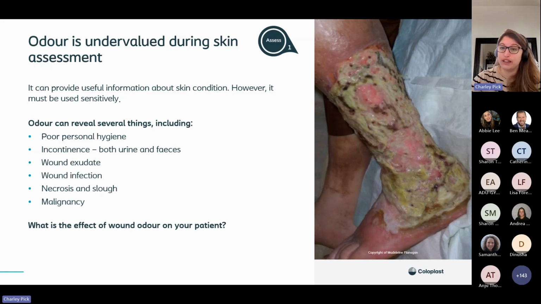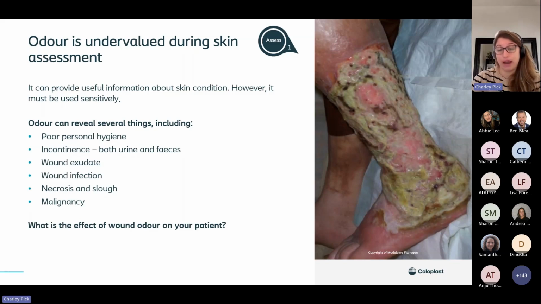But it also can really affect the patient. So we had another patient that used to come and see me at the GP surgery, and they used to go out once a week to meet their friends in a cafe. Now, unfortunately, this patient ended up with an infection in their leg ulcer, and it was quite smelly because of that infection. And on one of the visits to the cafe with their friends, they were actually asked to leave because of the smell coming from their wound.